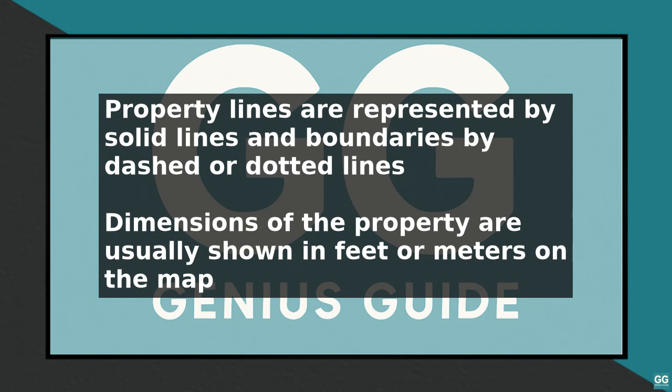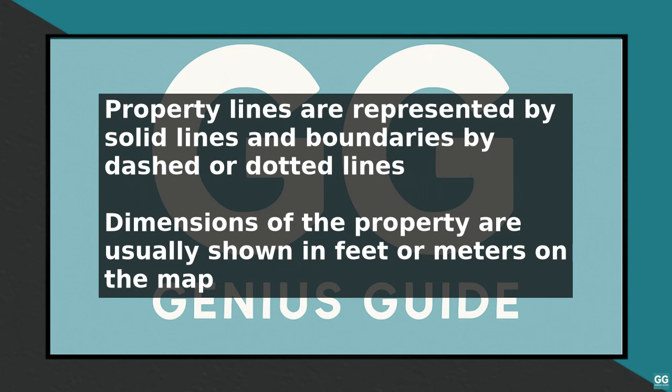Now, examine the property's orientation and location. The plat map should include a north arrow, which indicates the direction of north. This is crucial for understanding the property's relationship to surrounding features and boundaries. Additionally, look for any notable features, such as roads, utilities, or waterways, that may impact the property's value or use.